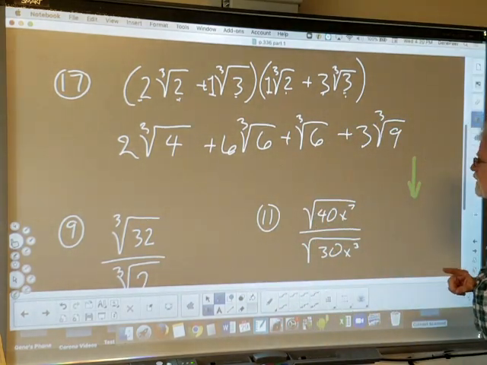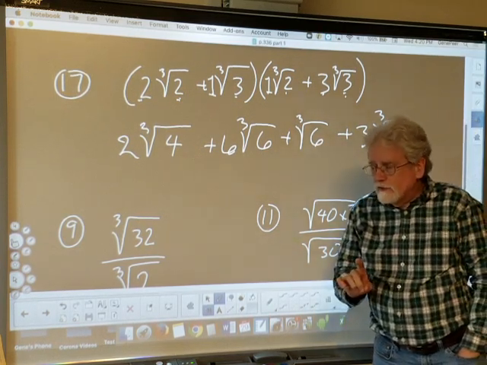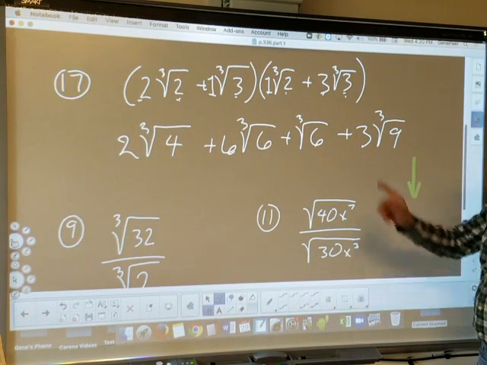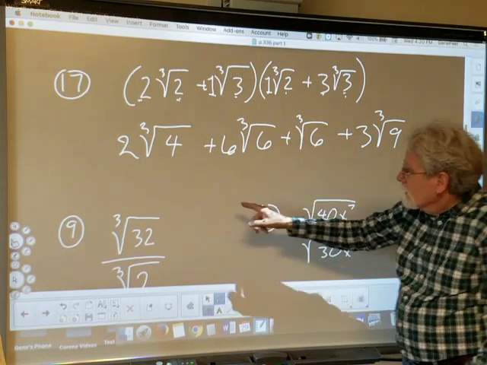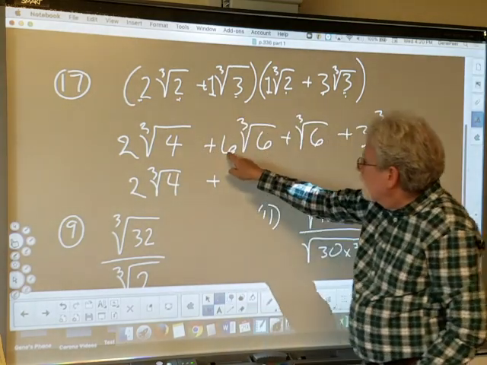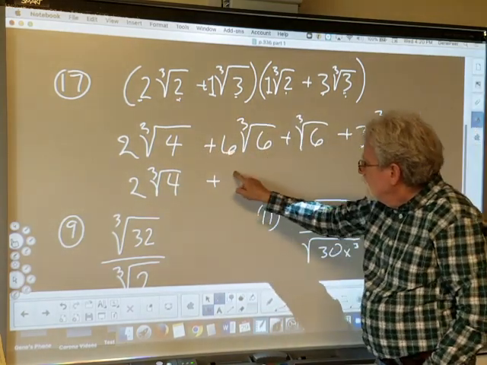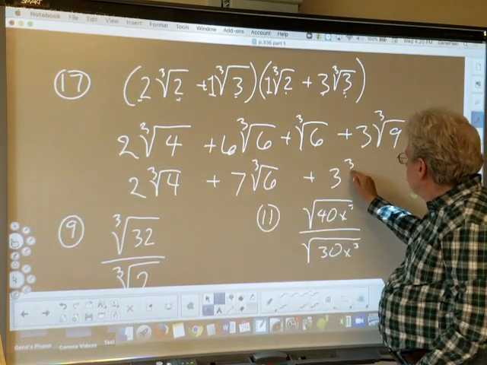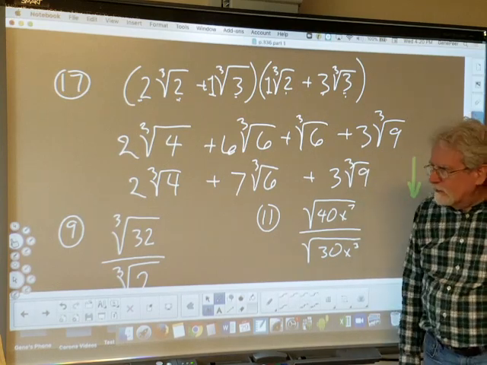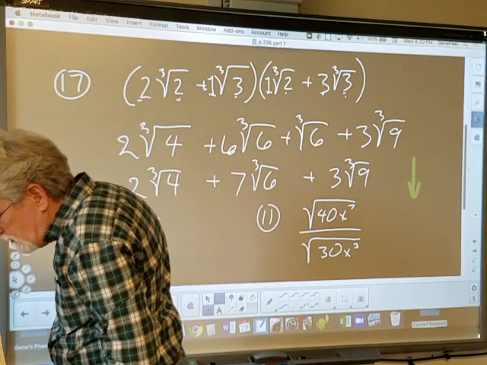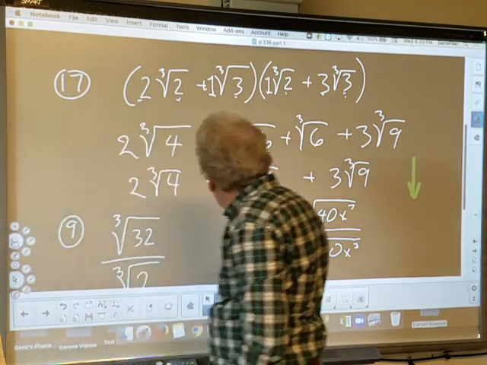And don't fall to the temptation. Cube root of 9 is not 3. Square root of 9 is 3. Cubed root of 9, I don't know, it's irrational. We'll put these two guys together. Our final answer is 2 cubed root of 4 plus 6 of them, 1 more of them, 7 cubed root of 6 plus 3 cubed root of 9. Rather ugly answer, but that's the way it goes. Sometimes they're ugly. Very important that you be able to do that, even though it was not on the assignment.